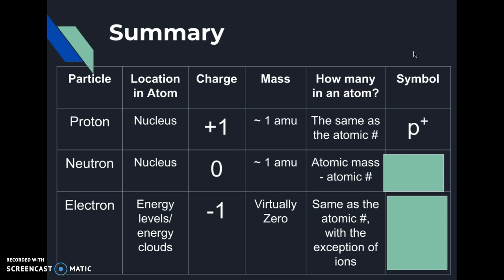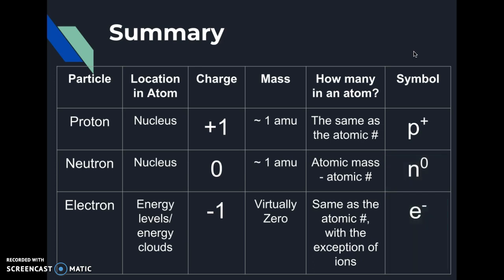Protons have a symbol. We use a little p with a plus. Neutrons, we use a little n with a 0. And electrons, we use a little e with a negative symbol in the superscript.